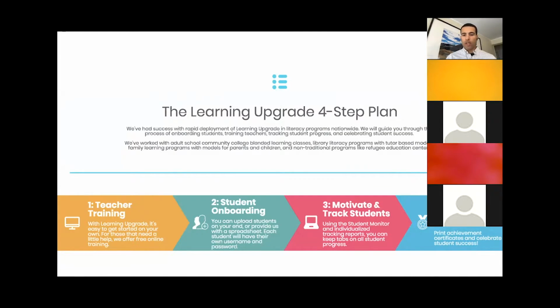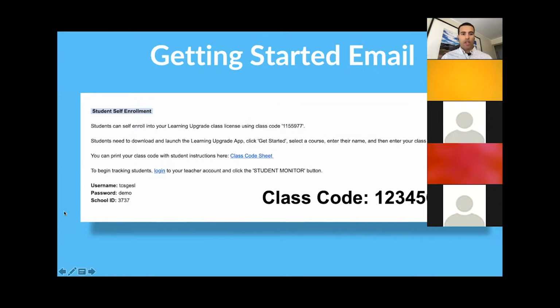And in that teacher training, we cover steps 2 through 4. So the first one is going to be student onboarding. For student onboarding, most of you that have had a pilot or a license with us will know that you started out and got that getting started email. In the getting started email, you were provided with your own username, password, and school ID, and that's going to provide you access to your tracking account. And then you were also provided with information on how to get started enrolling students. So we have student self-enrollment and we have teacher-guided enrollment. And I'll be showing you how to do both of those in a live demo today.